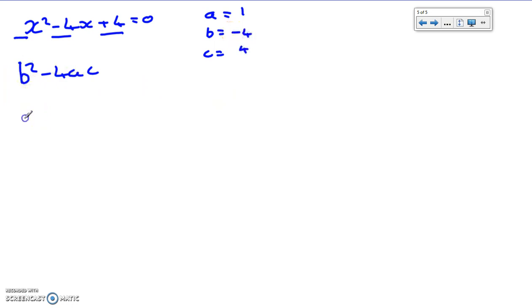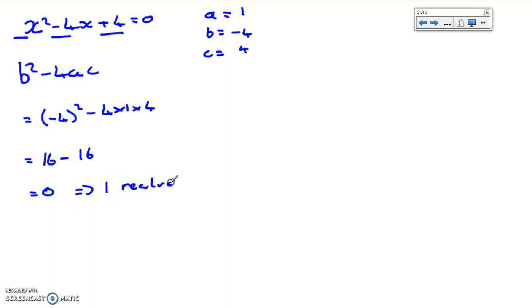And then it's a case of substituting them in. So b squared gives me negative 4 squared, take away 4 times 1 times 4. Negative 4 squared is 16. Then we take away 4 times 1 times 4, which gives me 16 again. Lo and behold, that's equal to 0. So my discriminant is equal to 0. What that means is that I've got one real root. So this is going to be the scenario where my curve touches the x-axis and no more.